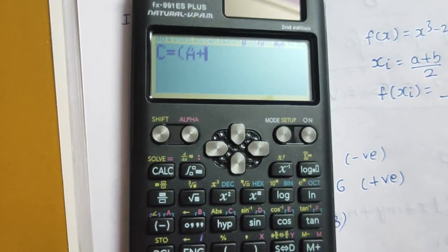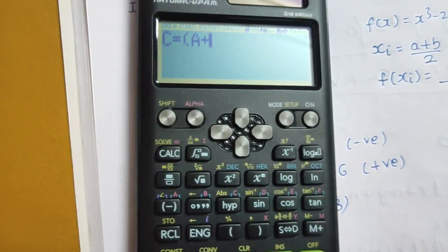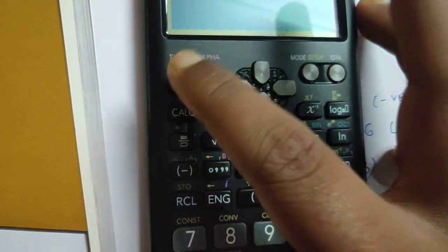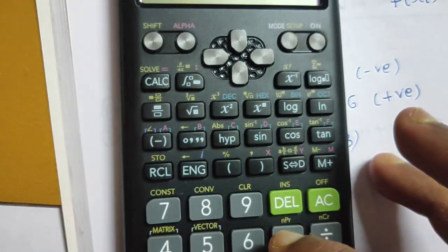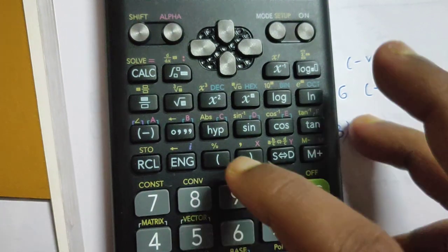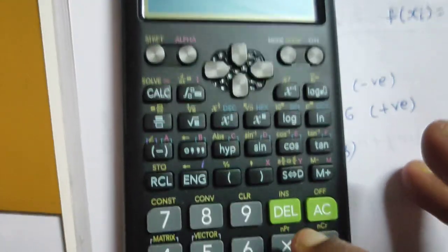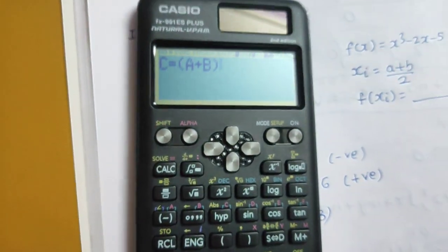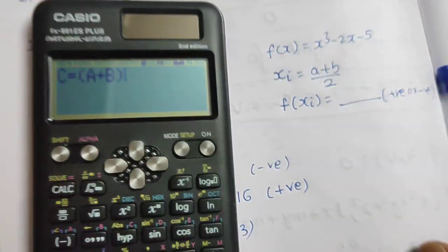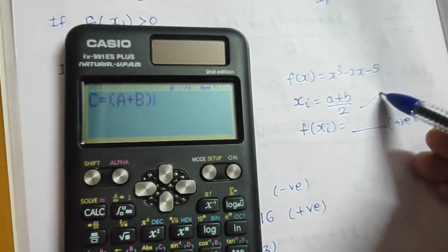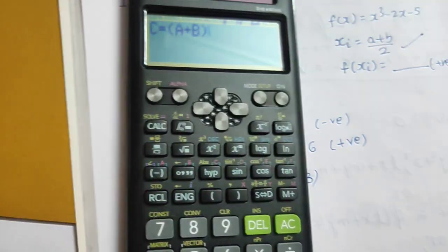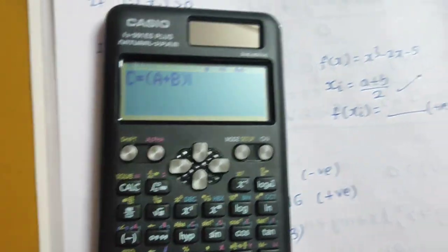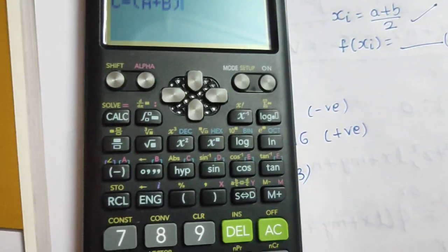And b, so alpha and b, which is here. Close the bracket. We have created this value of xi. For every iteration I will use this function only.